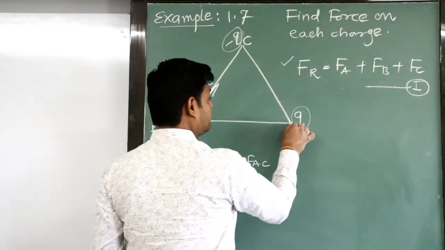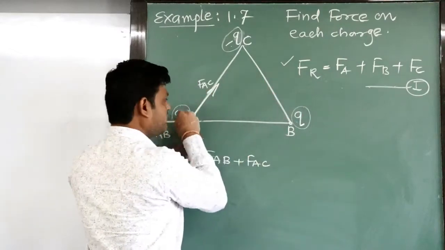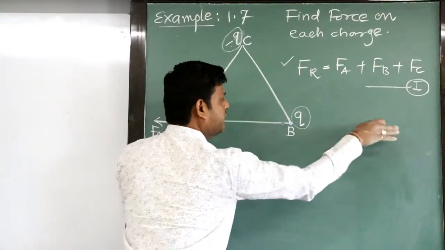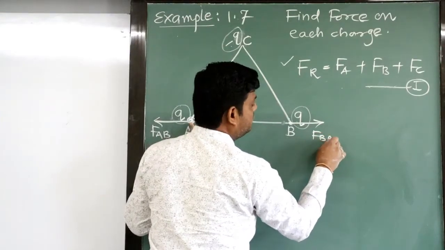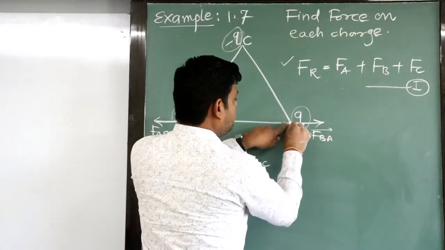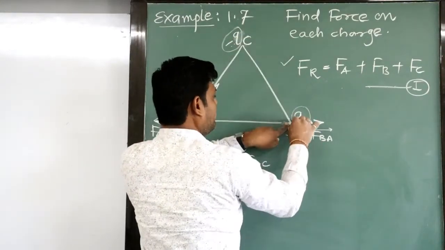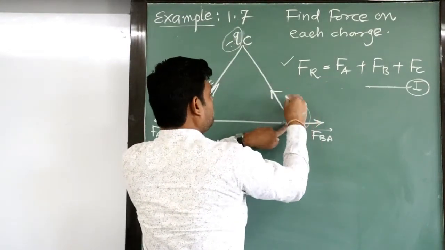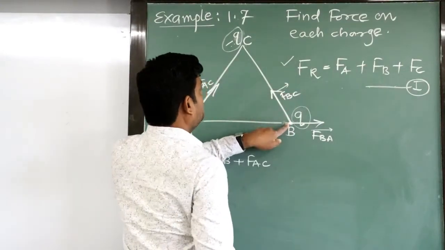Similarly, calculate the forces acting on B. The force acting on B due to A: this is plus, this is plus, so this force will be a repelling force. It will be like this. This is the force acting on B due to A. What is the force acting on B due to C? This is minus, this is plus, so it will be attractive. So this is the force acting on B due to C.